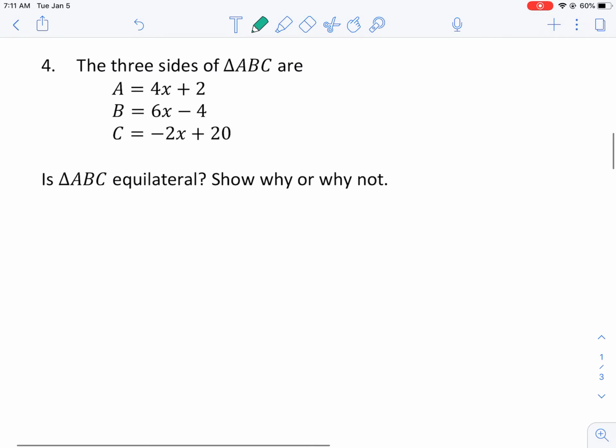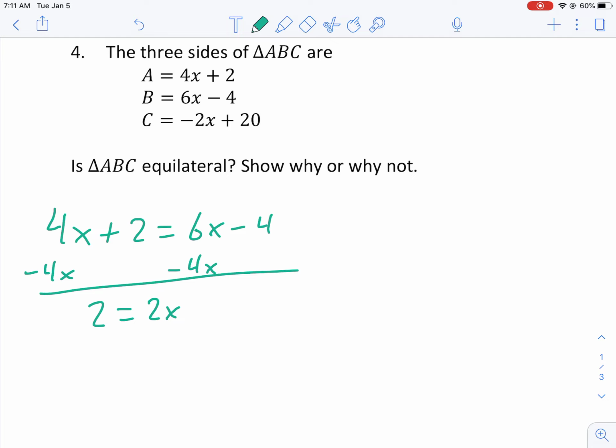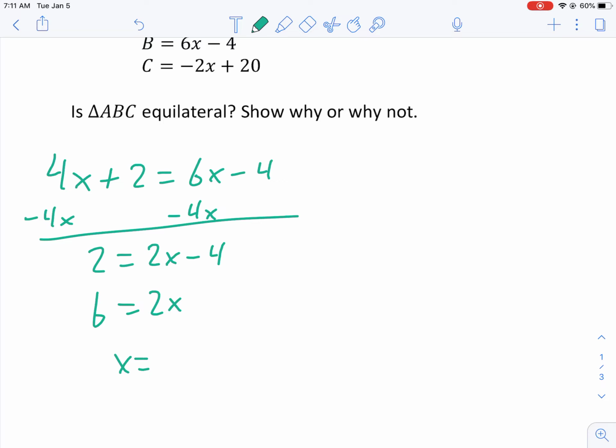The three sides of ABC are, let's do this example. So is ABC equilateral, show why or why not? So if it was equilateral, that would mean they're all the same, right? So if it was equilateral, we would be able to set the sides equal to each other, solve, and figure this out. So let's do that, all right? Let's subtract 4x on both sides. Add the 4 over, so that makes 6. Divide by 2, x equals 3.